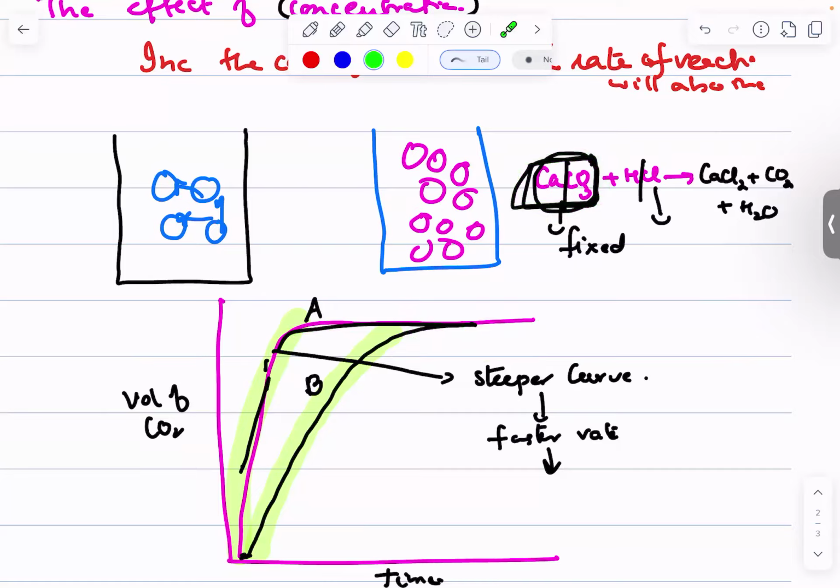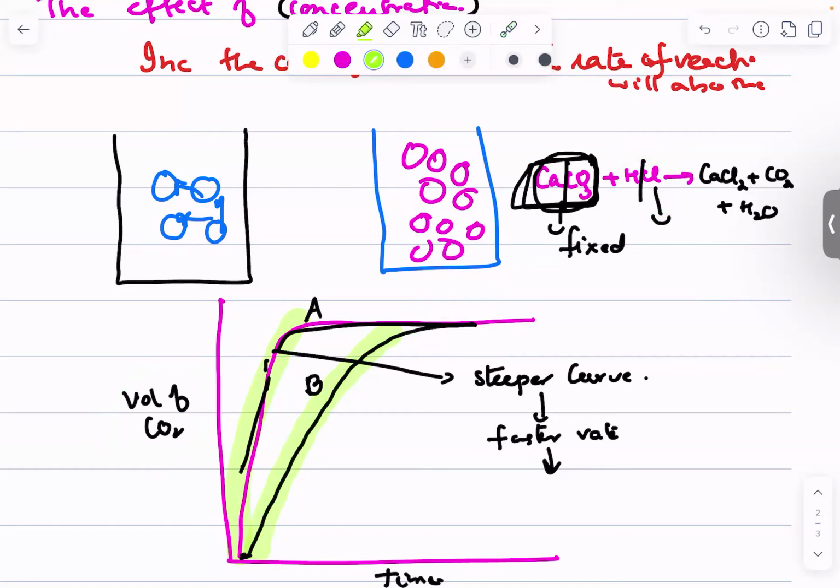Now, if I repeat the experiment, I'll take the same amount of calcium carbonate, but this time I will take a lesser concentration of the acid. That means it is dilute, it is not very concentrated. So if I take a lower concentration of the acid, then the volume produced would be the same, but the reaction would be slow. Why? Because the acid is weak. But in the end, the volume of carbon dioxide produced would be the same.